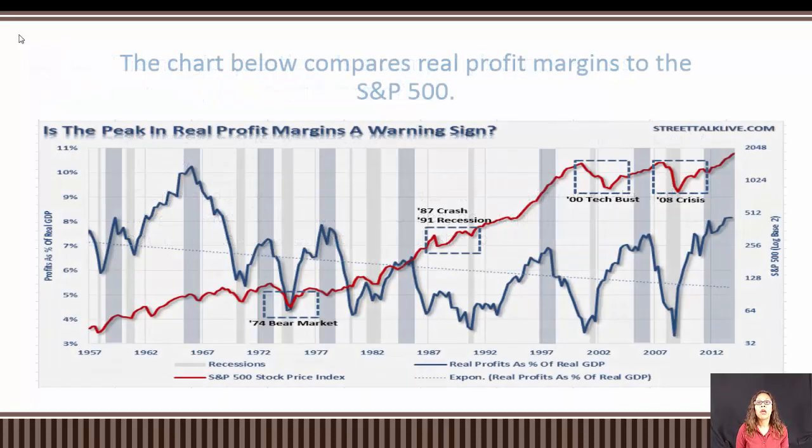The chart below compares real profit margins to the S&P 500. As you can see, there is a direct correlation with the S&P 500 stock price index in 2000 in the tech bust. The stock prices dropped, as did the real profits, as indicated on the blue line in the same time period. If you scroll over and look at 2008, there's also a drop in the stock prices that directly correlates with the profit as indicated in the blue line.